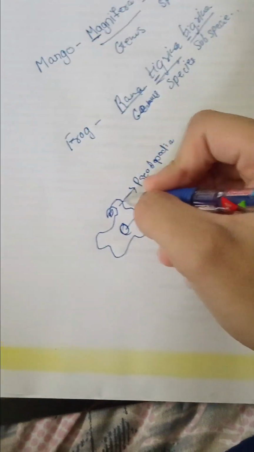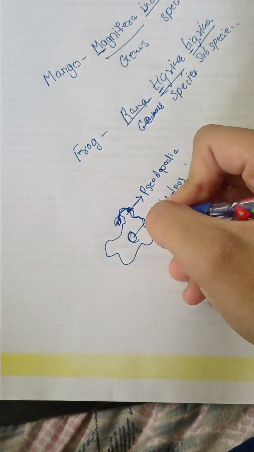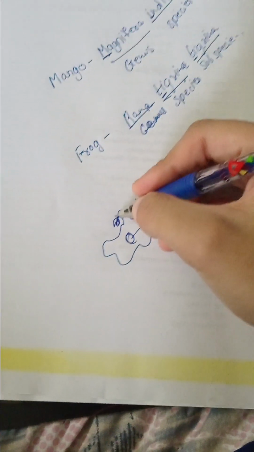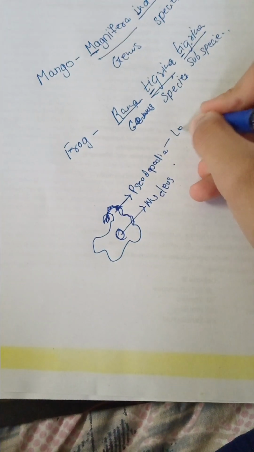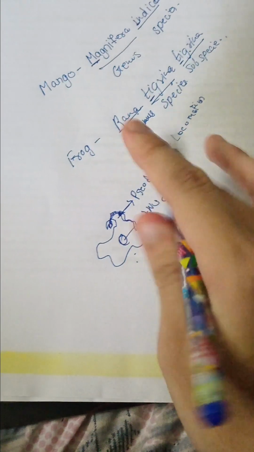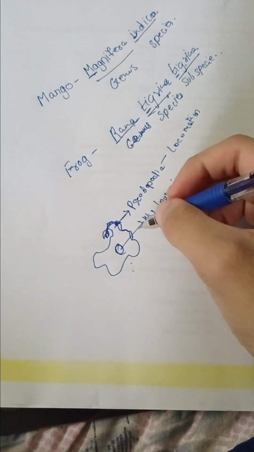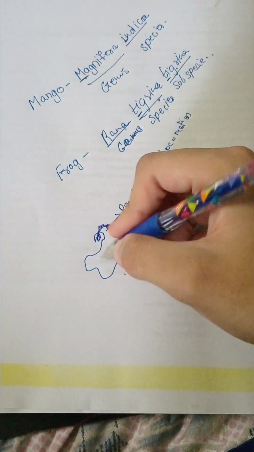Never mind my handwriting. This is pseudopodia. The surrounding part of the amoeba is pseudopodia. Pseudopodia does nothing but help in the locomotion of the amoeba. So, what does the amoeba do?